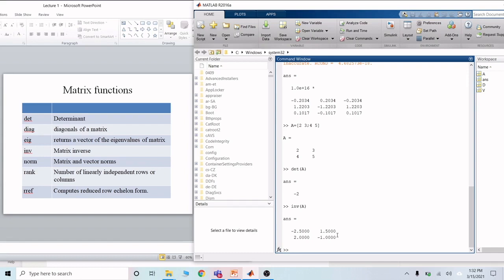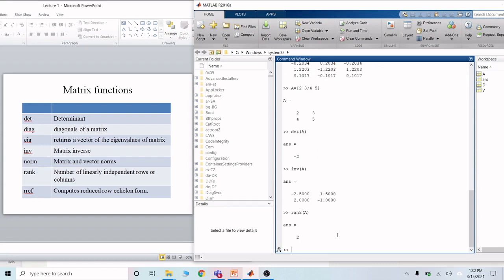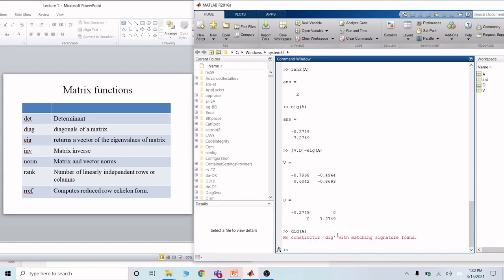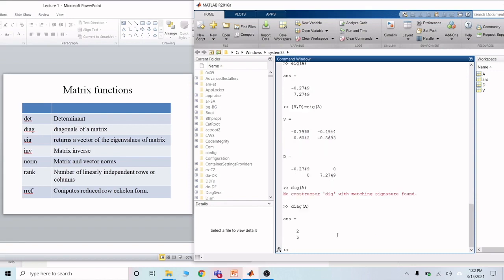Okay. The rank of A is equal to 2. Okay. EIG of A is equal to this. V comma D is equal to EIG of A, which is this. Okay, DIAG of A is equal to this. Okay.